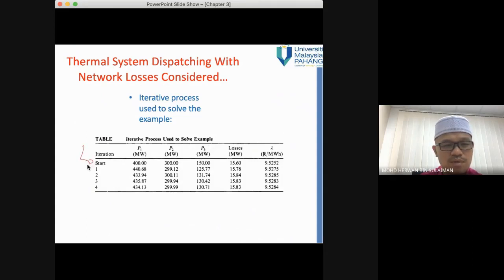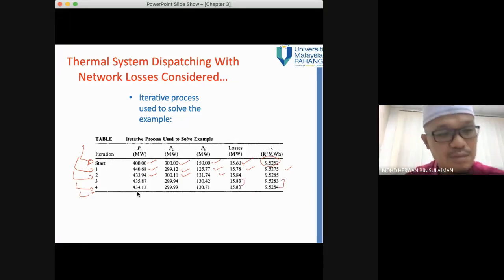So we start with the values here, 400, 300, 150, then you calculate your lambda and your loss, you get 16. Then you can get your lambda here. Then for the first iteration, you get this value. And then for the next iteration, you get this value. And then you continue until the change is not much. This one is not much. So if you run it once more, there won't be much difference. So you can stop. The lambda is the same. When we stop here, we can see it took only 4 iterations.